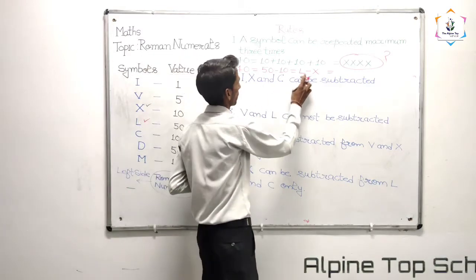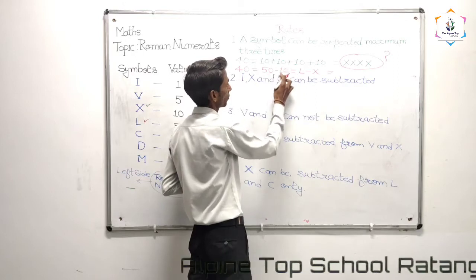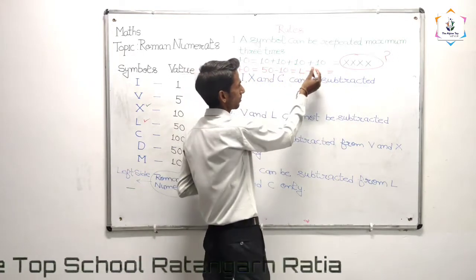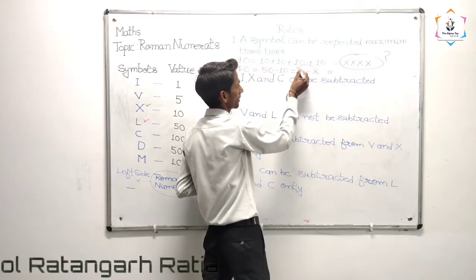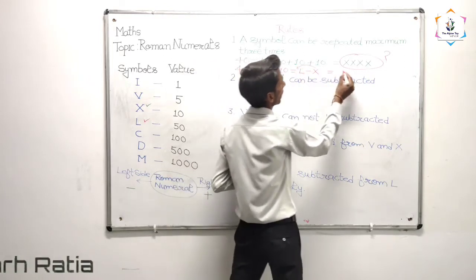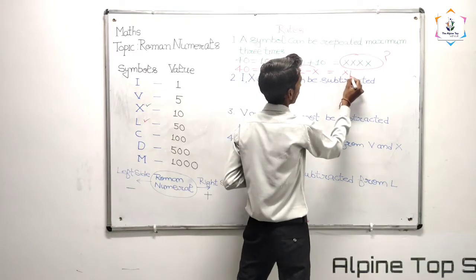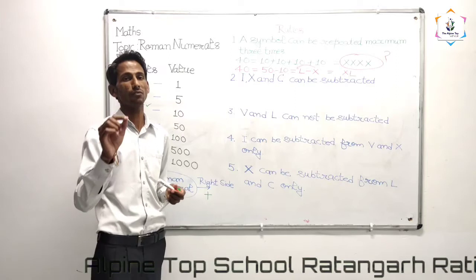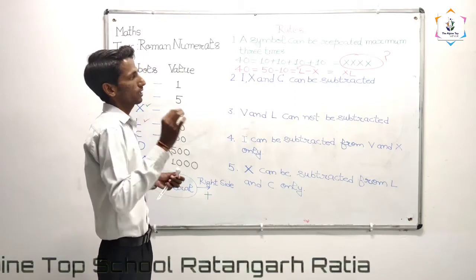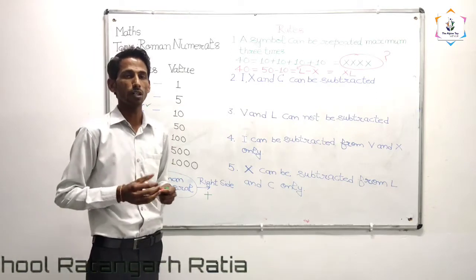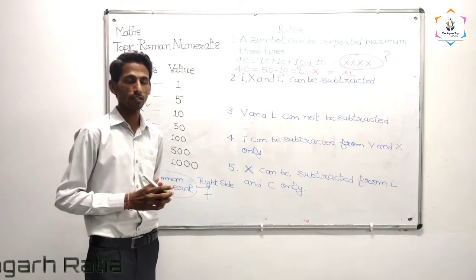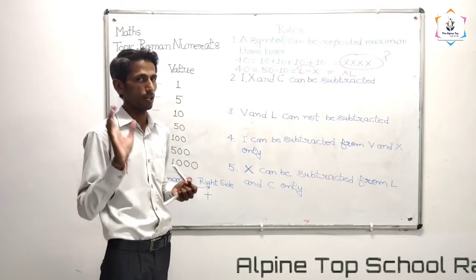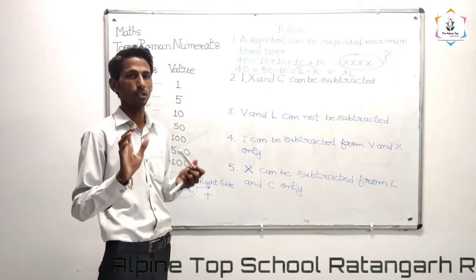Here I am using the same 50 minus 10. It means you are going to subtract 10 from 50. Obviously according to the Roman numeral system, you have to shift this X on the left hand side of L. It means for 40, XL is the specific way to write 40 in the form of a Roman numeral. I hope students, the first rule is clear. Any Roman numeral can be repeated a maximum of 3 times. More than 3 times we cannot repeat.